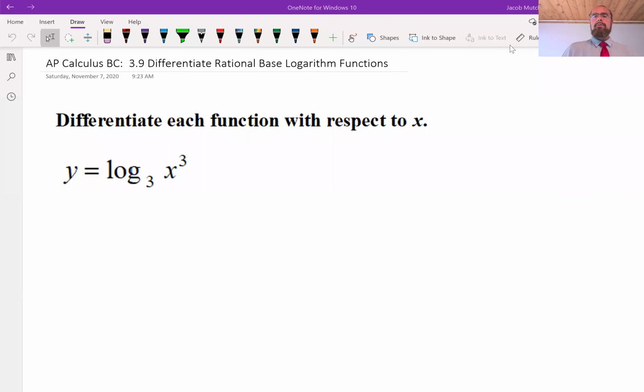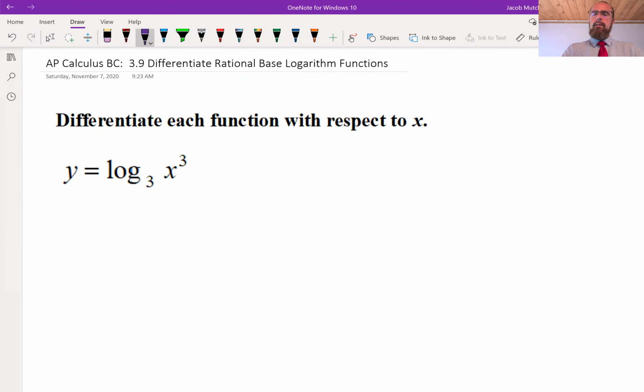Welcome to Calculus. Today we will investigate differentiating rational base logarithmic functions. We've got a simple example to start here, but before we can take its derivative, we need to write the rule. How do I take the derivative of a logarithm with a rational base? Really, what we're looking at mostly is natural number bases. So where we start is with the relationship between a logarithm and an exponential.